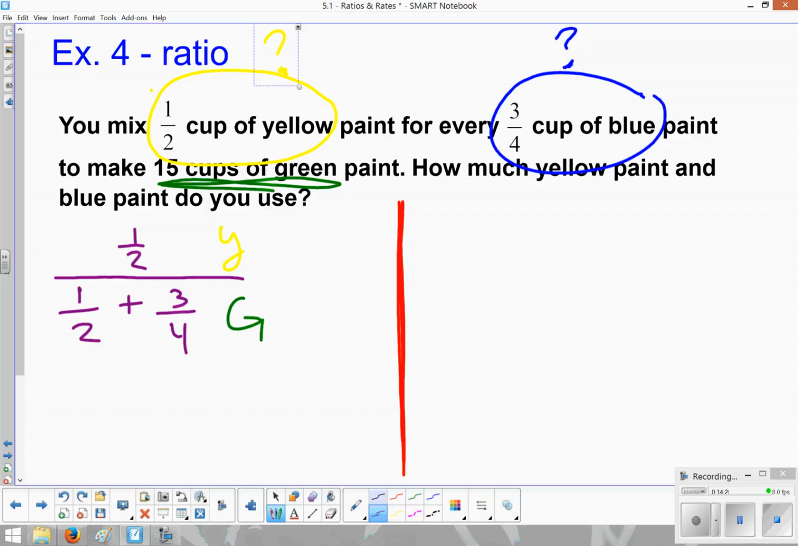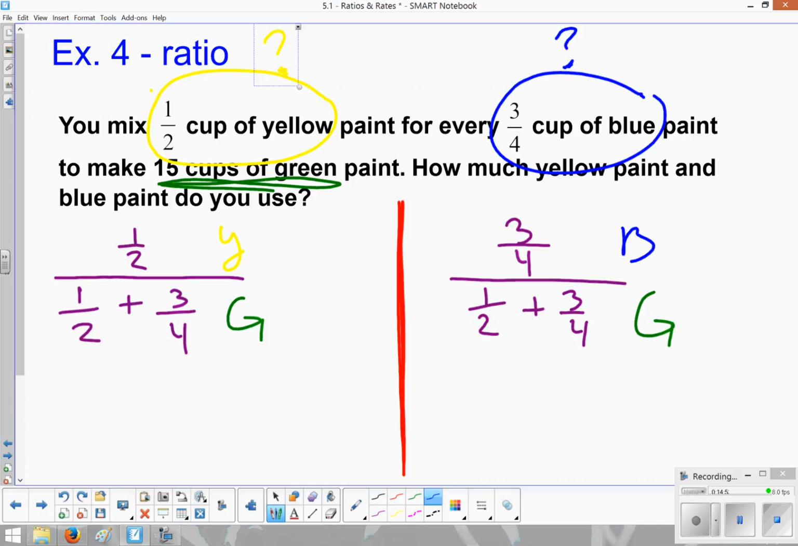So we're going to set up the same thing over here. This is how much of the blue you use together to get the green. So to get the green, we had to use half a cup of yellow plus 3/4 cups of blue. So what we're doing here is we're setting up each side. This is half a cup of yellow, 3/4 cups of blue, but we don't know how many cups of each together they make green. So we need to figure out the bottom part first.